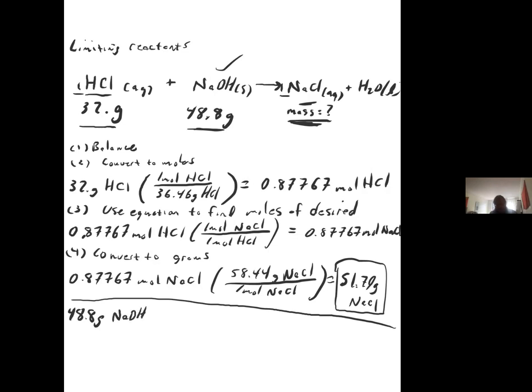And then how do you convert it? Well, you divide by the molar mass. What's the molar mass of sodium hydroxide? Sodium, oxygen, hydrogen. It actually works out to be 40 exactly. Well, at least with 4 sig figs. Okay, so 48.8 divided by 40, and you get 1.22.